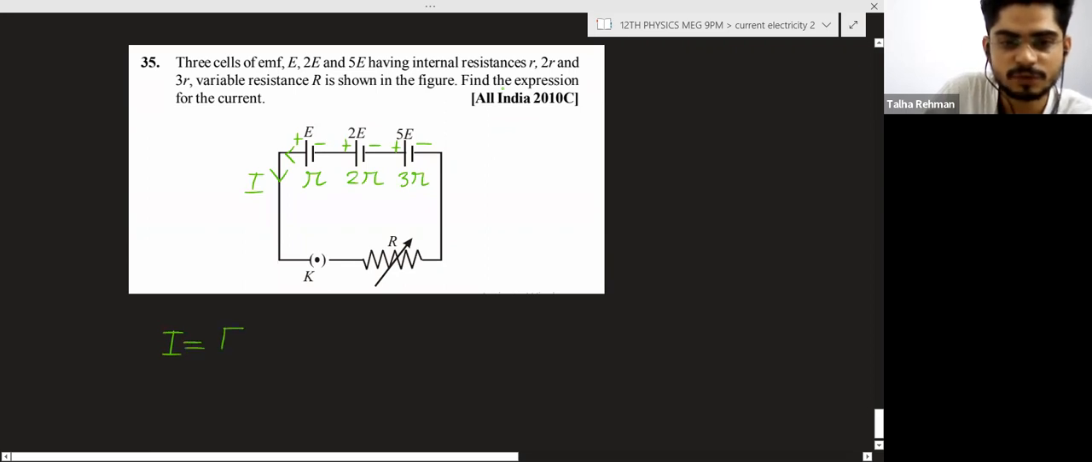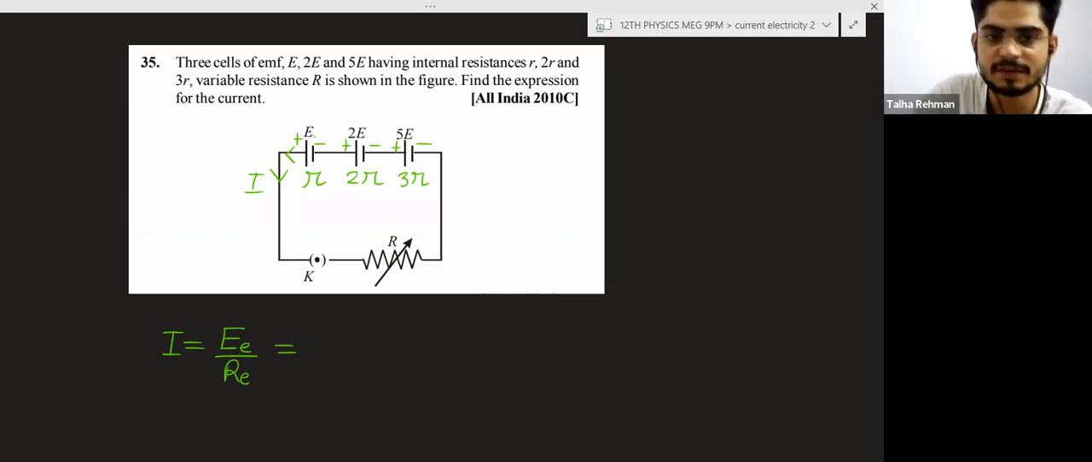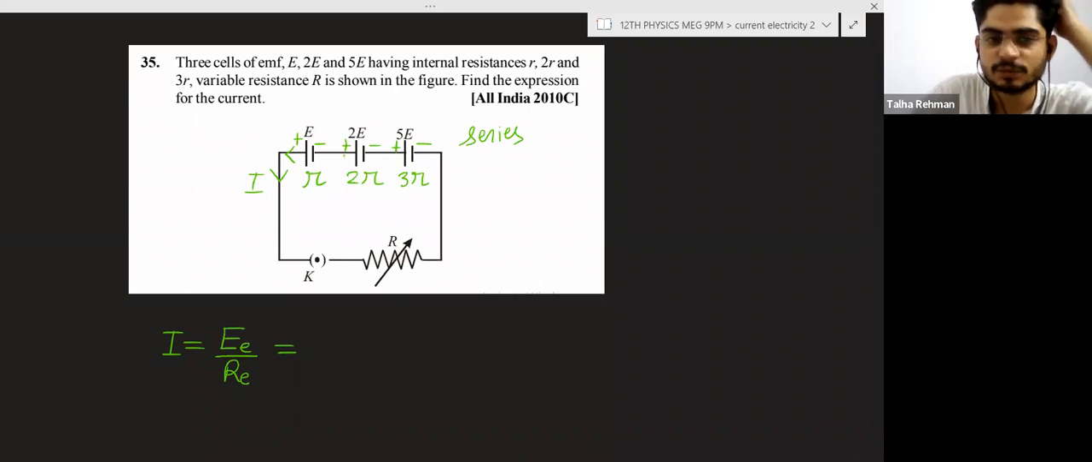Current is equal to equivalent EMF divided by equivalent resistance. What is the equivalent EMF? For equivalent EMF, you will add all the EMFs because this is a series combination of cells. We have already discussed this in the class. So just add E plus 2E plus 5E.